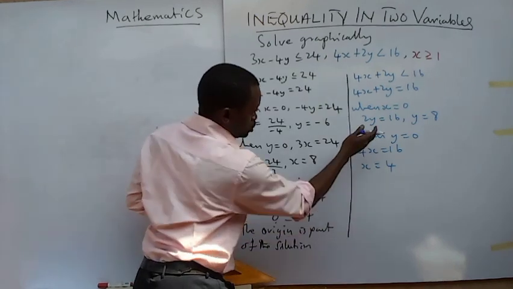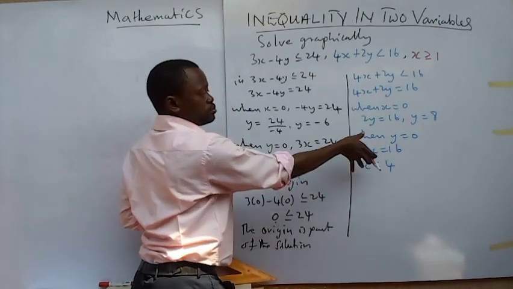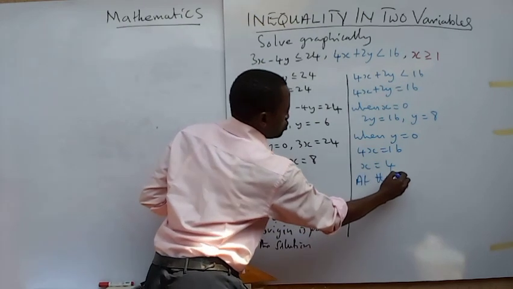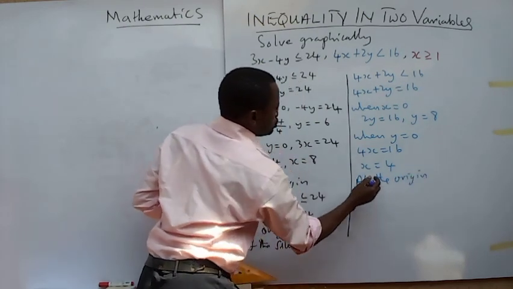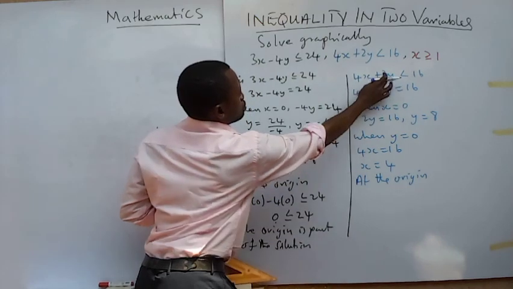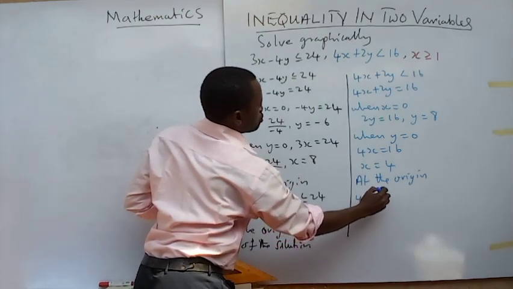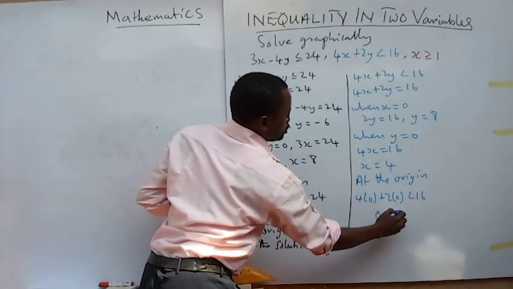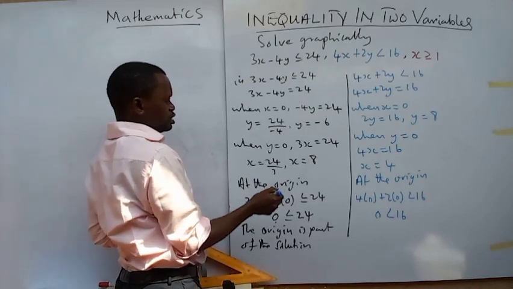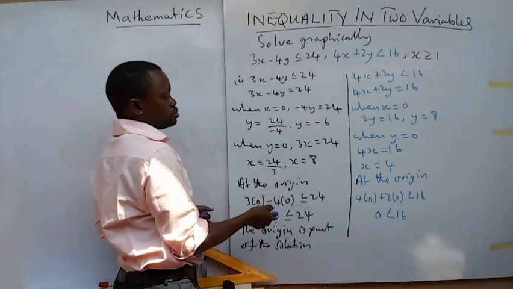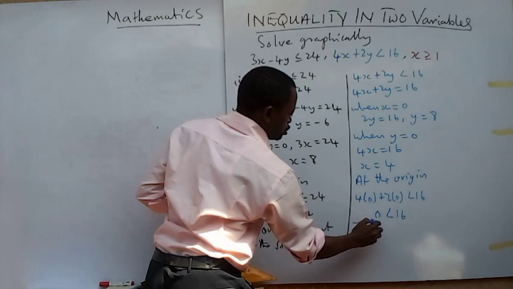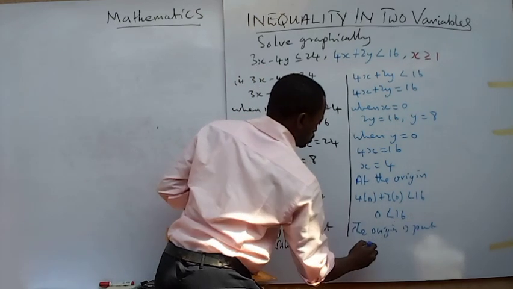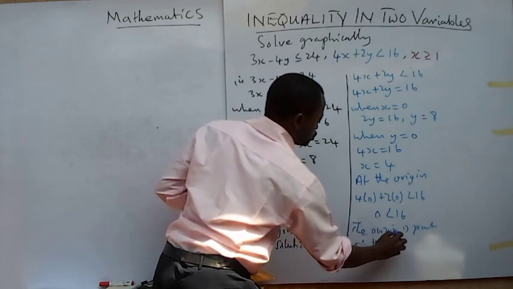We'll also check whether the origin is part of the solution area that satisfies this inequality. At the origin, 4 into 0 plus 2 into 0 less than 16 is 0 less than 16. Is 0 less than 16? Yes, it is. So the origin is part of the solution.